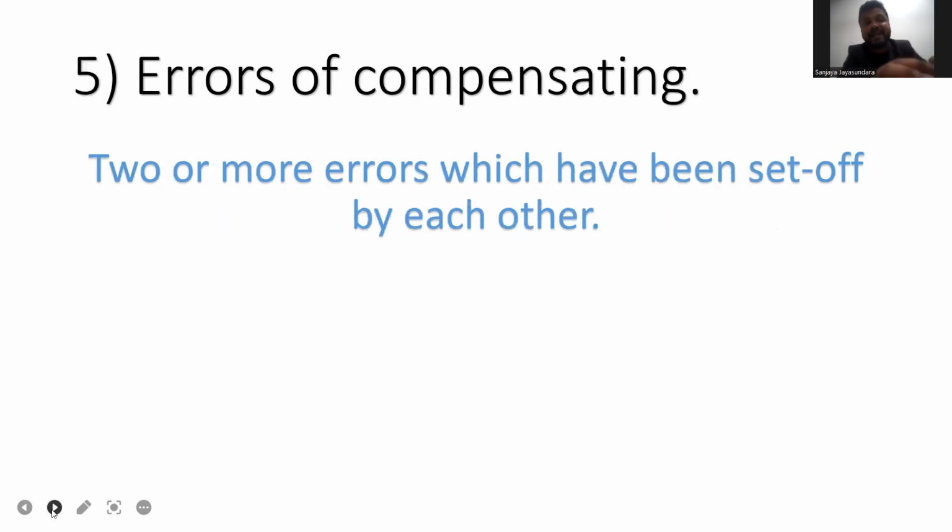Then the fifth error is errors of compensation. Two or more errors which have been set off by each other. This happens by overstating or understating some accounts by the same amount. Say purchase account has been overstated by $200, and salary account has been understated by $200. There are at least 2 errors, so we have to rectify both errors. So that is errors of compensation, 2 or more errors which have been set off by each other.